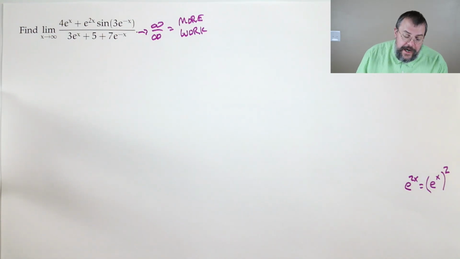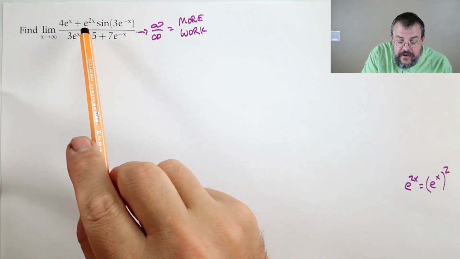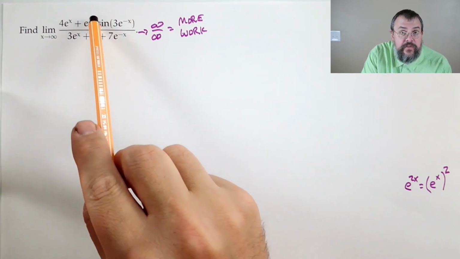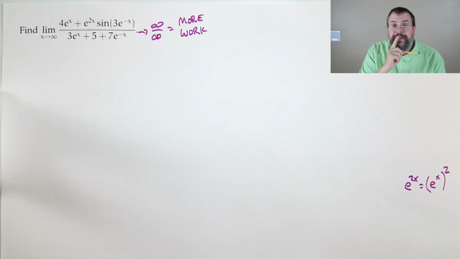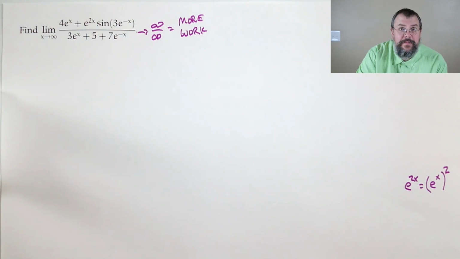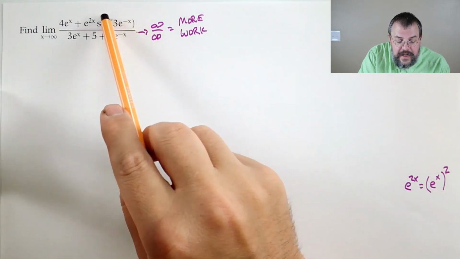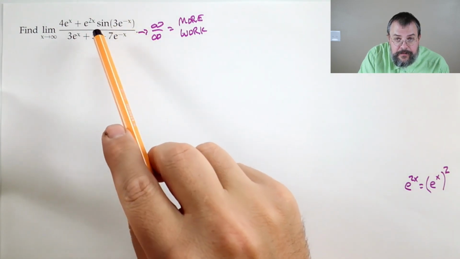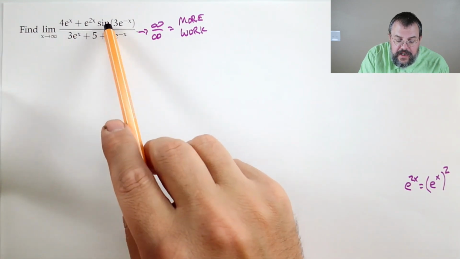Now, when you look at the top, you say, well, I see e to the x and I see e to the 2x. E to the 2x feels bigger because it is bigger. But you've got to be careful. This is one of those times when it almost might mislead you. Even though e to the 2x is bigger, it is being pulled down by something. So it's a little bit ambiguous about which one of these two is bigger growth right now.